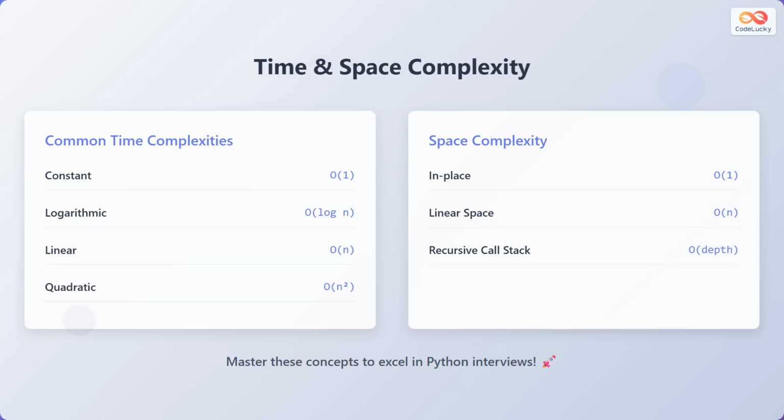Space complexity measures memory usage. O(1) space means using constant extra memory regardless of input size. O(n) space means memory usage grows with input size. Recursive algorithms often have space complexity equal to their maximum recursion depth. Understanding these concepts helps you choose appropriate algorithms and optimize your code for better performance. Mastering these fundamentals will significantly improve your problem-solving skills and interview success.